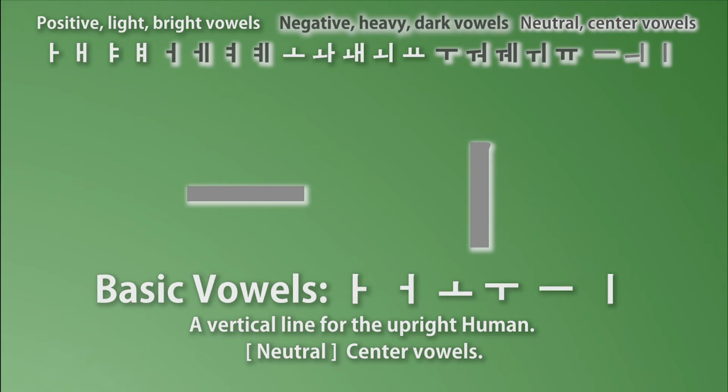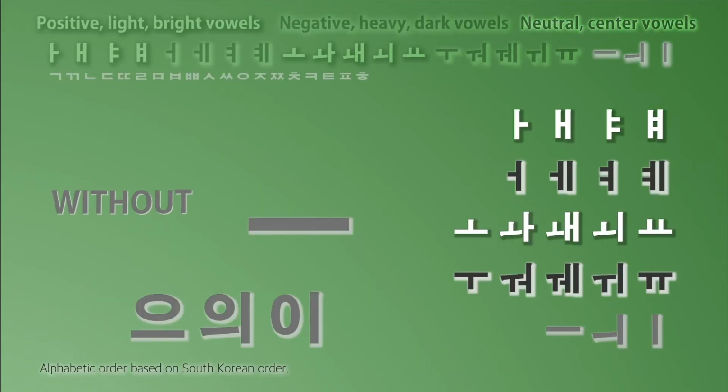A vertical line for the upright human. 으, 의, 이.